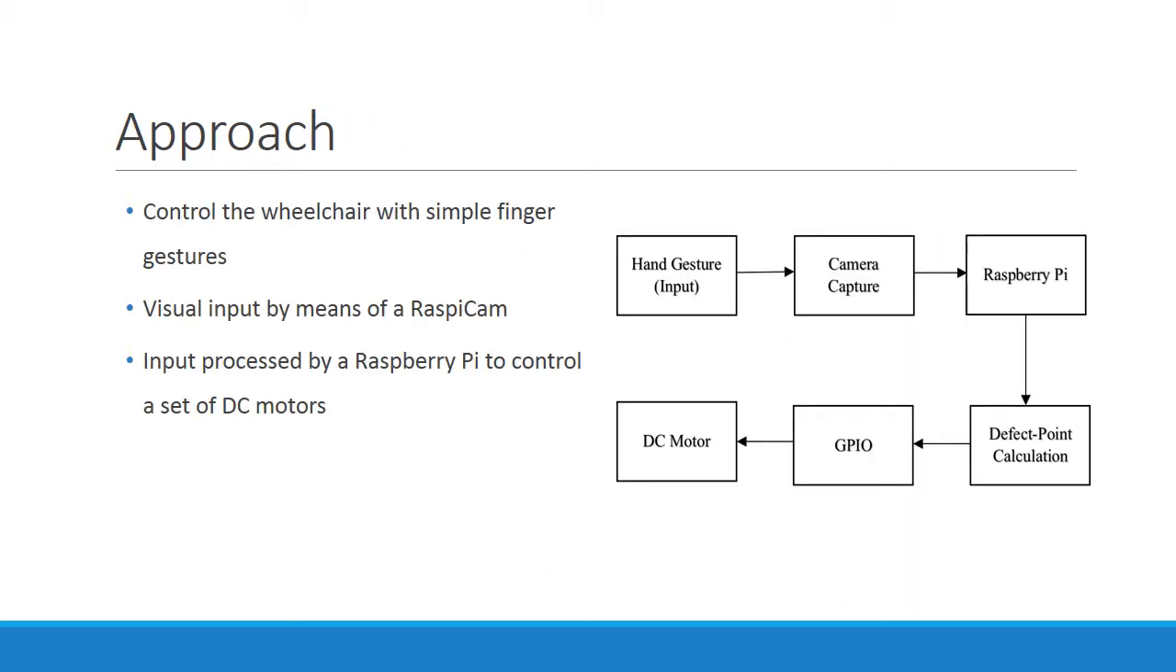Our approach is to control the wheelchair with simple finger gestures rather than the traditional joystick input. We obtain the visual input by means of a Raspberry Cam. This input is then processed by the Raspberry Pi. The Raspberry Pi then sends out signals to control a set of DC motors, which then determines the movement of the wheelchair.